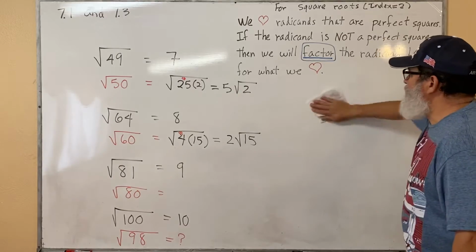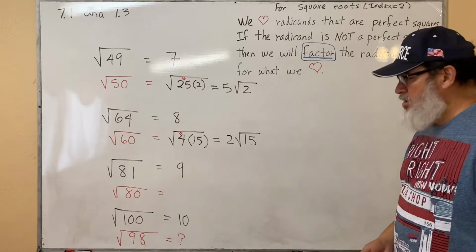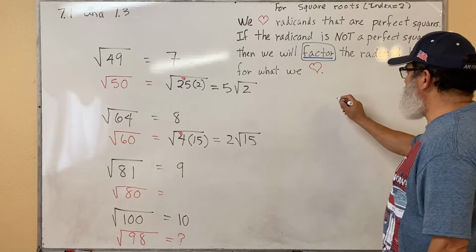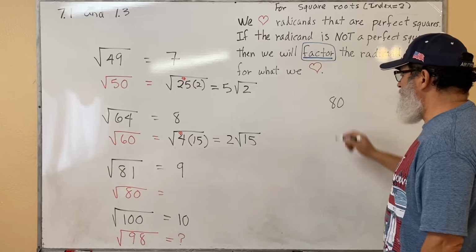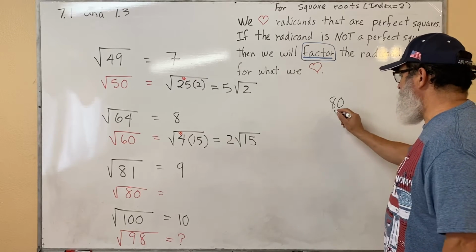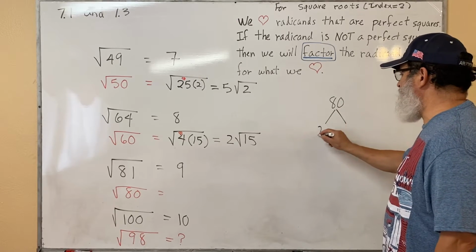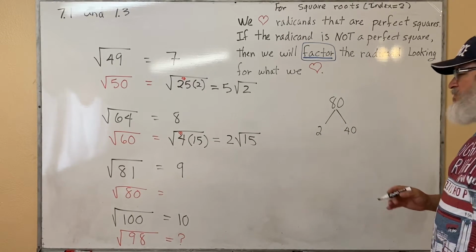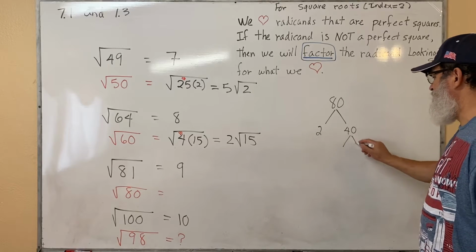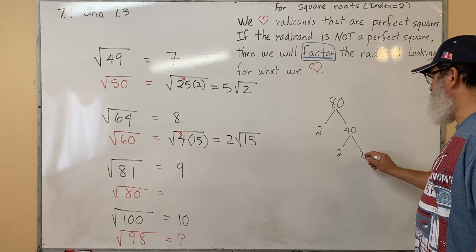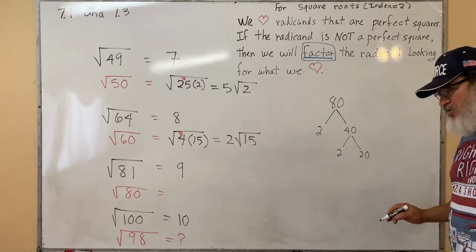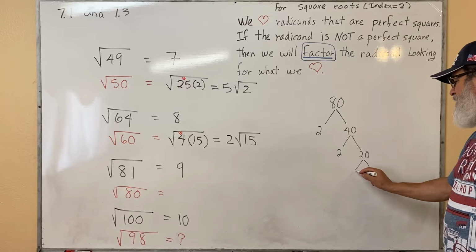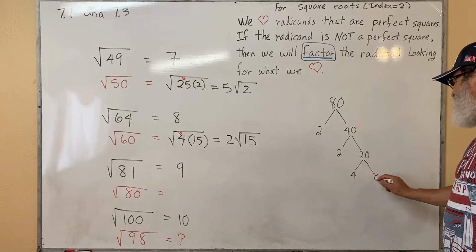Okay? So therefore, 80. Let's factor 80. And there's many ways you could do this, okay? I just show you one way. Here's another way. 80 is 2 times 40. You don't have to break it down all in one step. 40 is 2 times 20. 20 is, you could say 4 times 5.